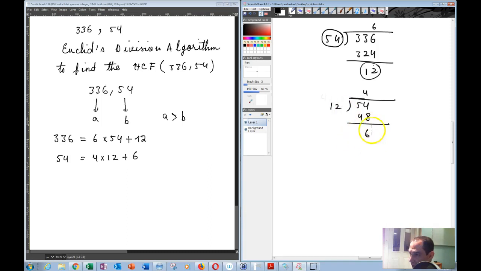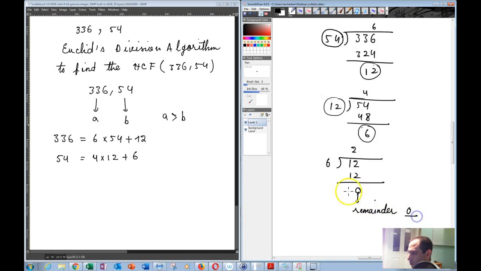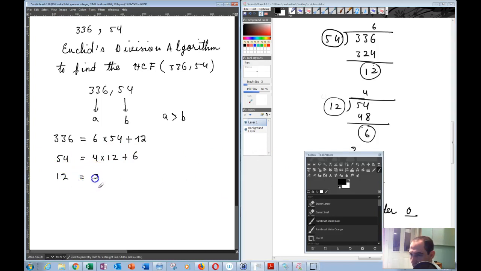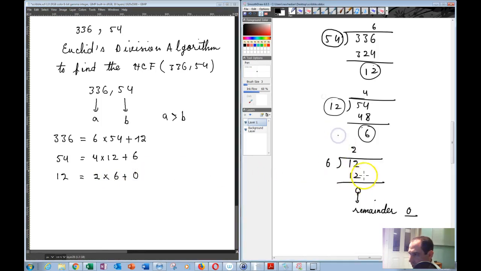Now again the remainder is not 0, so you take the divisor and divide it by the remainder. 12 divided by 6 is equal to 2, remainder 0. Now the remainder is 0, so you have to stop. So I write this over here: 12 is equal to 2 times 6 plus a 0 as a remainder.